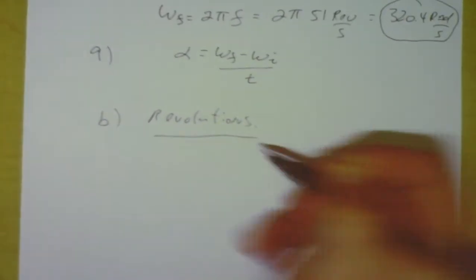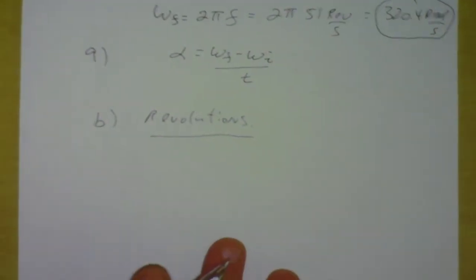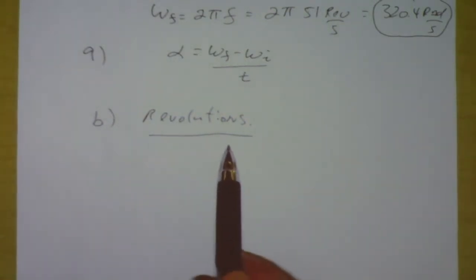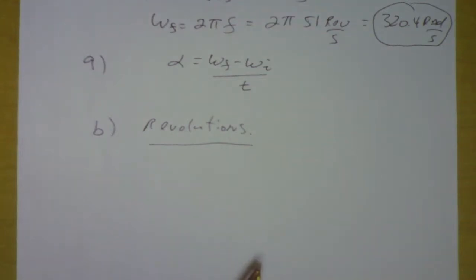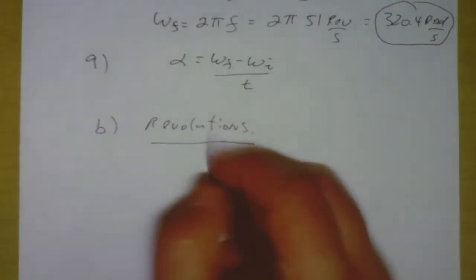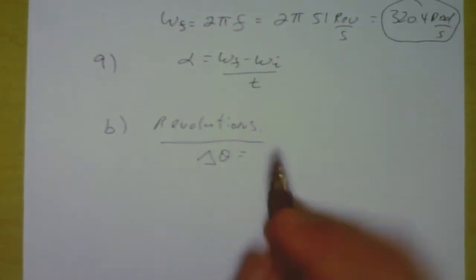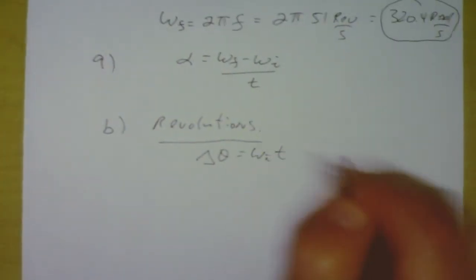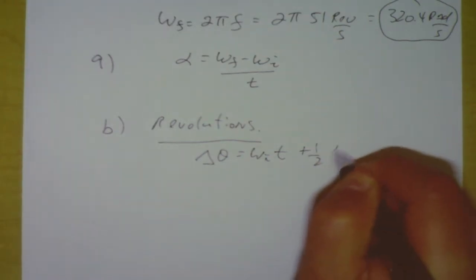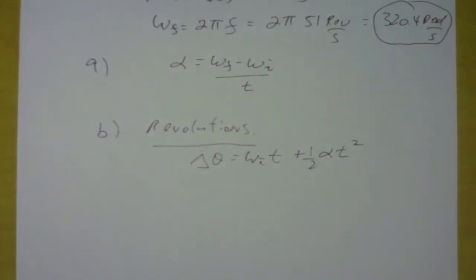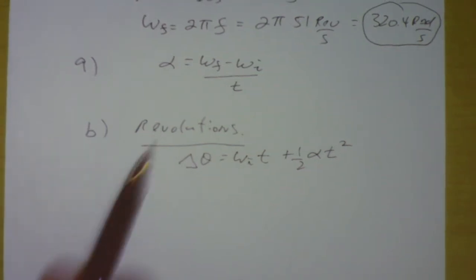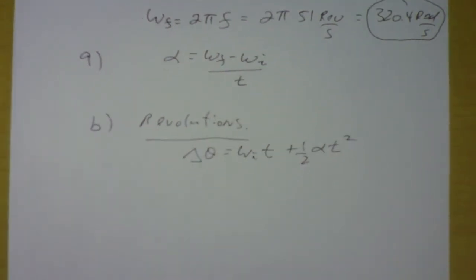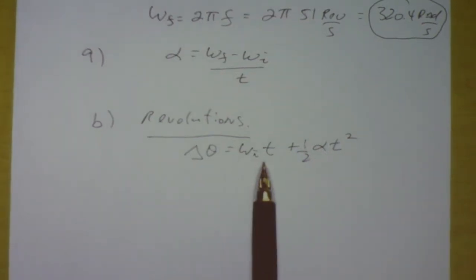Okay. So this is one where we'll have to figure out how many radians we go through and then change that back into revolutions. So we've got all the kinematics equations to work with. Let's see if this one will work. Delta theta equals omega initial times time plus 1/2 alpha t squared. What I want to do is figure out delta theta and then figure out how many revolutions that corresponds to. This is the first equation that popped into my head. Let's see if this actually works.